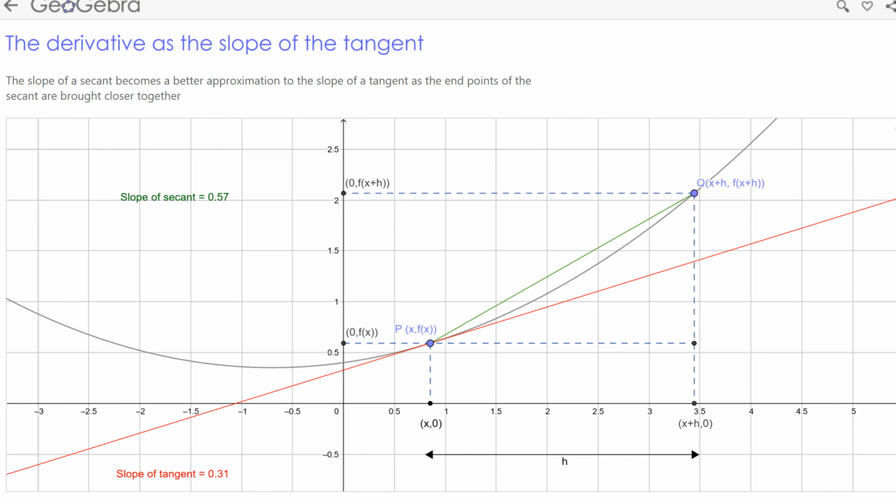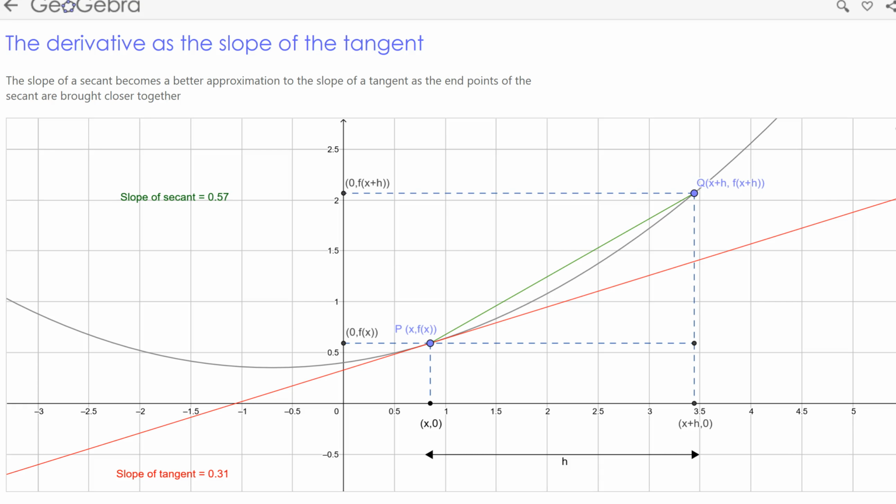So we're going to talk about the point that we are interested in finding the slope of the tangent at as point P. Instead of being x and y, we'll just call it x and f of x. We know that that's how you calculate y. And we're going to look at the point at the end of the secant, and it's a little bit further on in terms of the x value. So it's h further on, so it will become x plus h, and its y value will be f of x plus h. So the slope of our secant is y2 minus y1, f of x plus h minus f of x, over x plus h minus x.